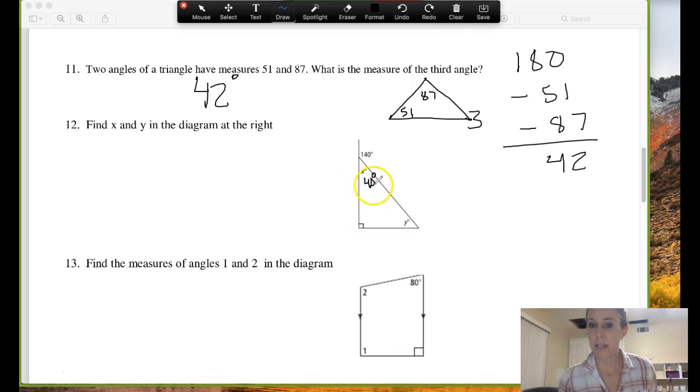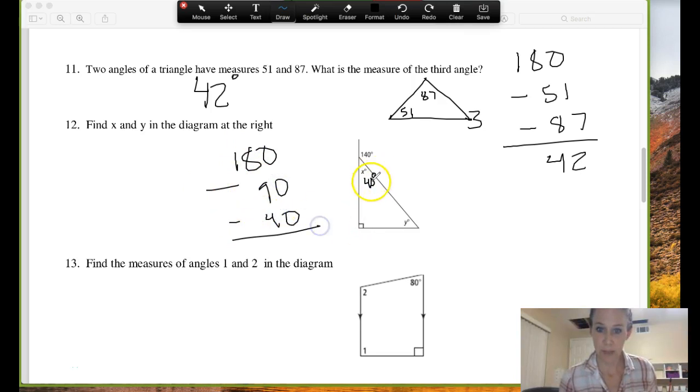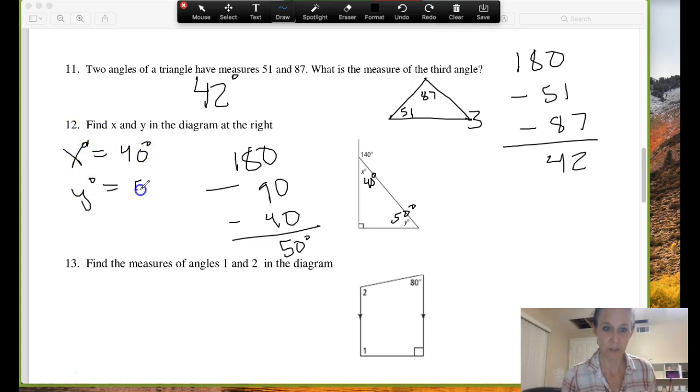And if this is 90 and that's 40, then all the angles have to add to 180. You're just going to go 180, subtract off 90 for this angle, and then subtract off 40 for that angle, and you should be left with 50. So this should be 50. So angle x should equal 40 degrees. I put x degrees, and y degrees should be 50 degrees. All right, pretty easy.